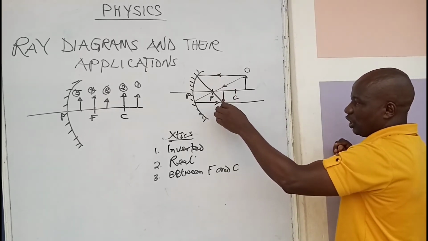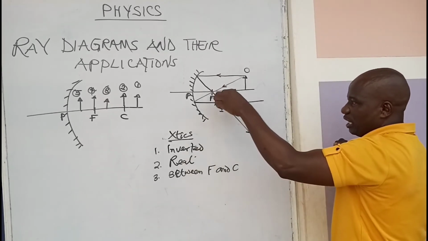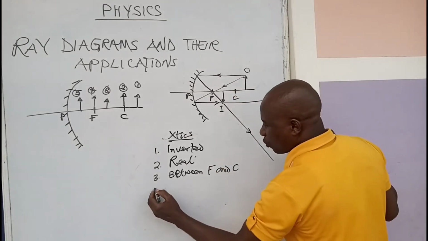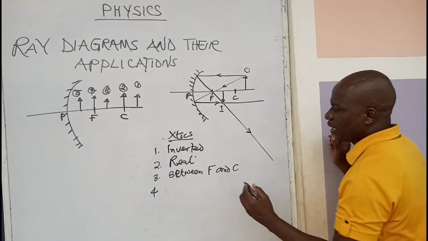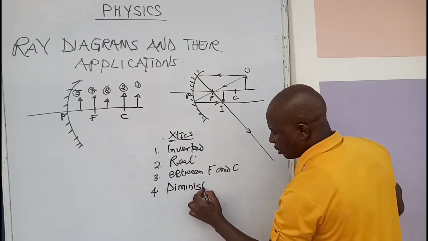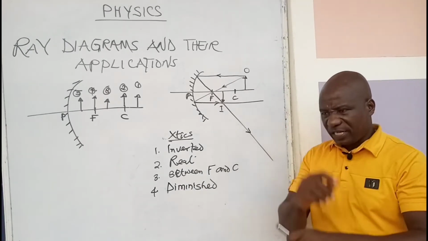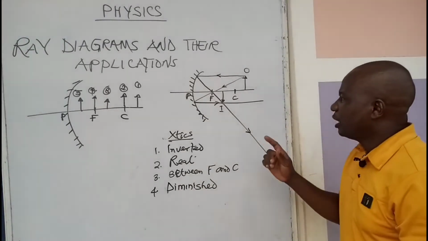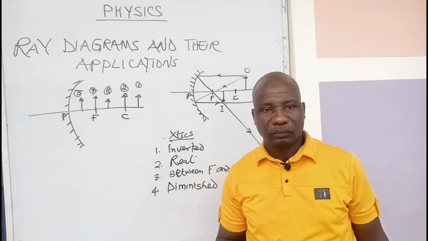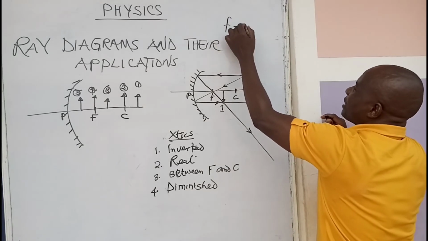You can see, it is upside down. That is inverted. It is real. Now, the 4th one, it is diminished. What do I mean by diminished? It is smaller than the object. Is that understood? Well, what is our focal length? Our focal length is 10 centimeters.